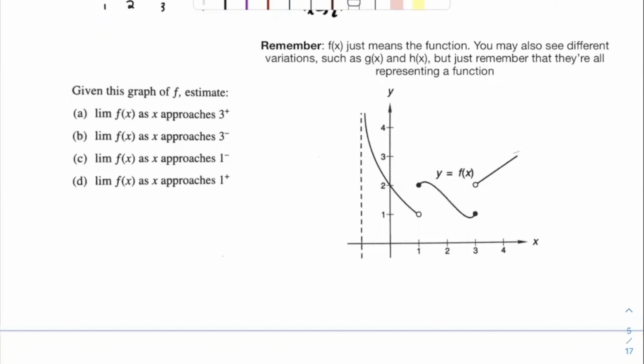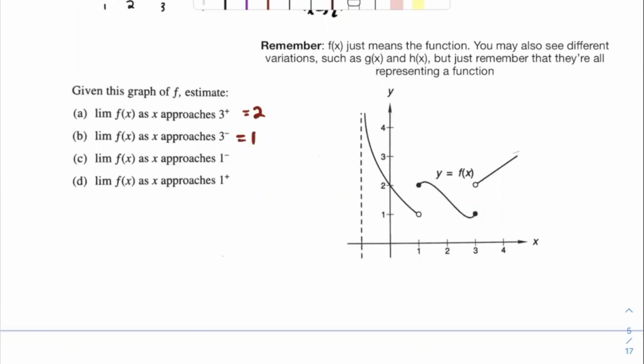So let's work that out. So first we're looking at the right-hand side limit as x approaches 3. So now we're going to look at this value. So that's just this point here, and that's going to be equal to 2. Now we can also look at the left-hand side limit as x approaches 3. So now we're looking at it this way. And now we're headed towards this point. And that point is going to have a y value of 1. So the left-hand limit is 1.